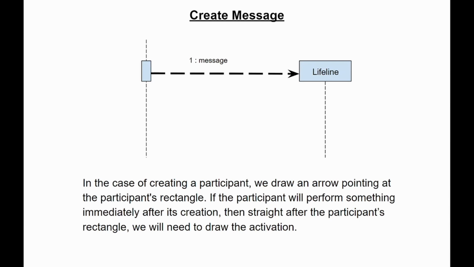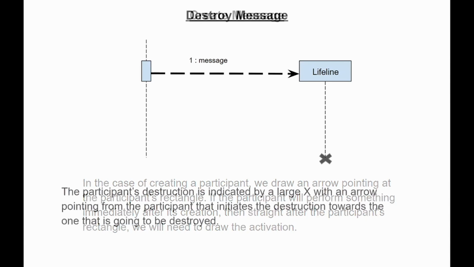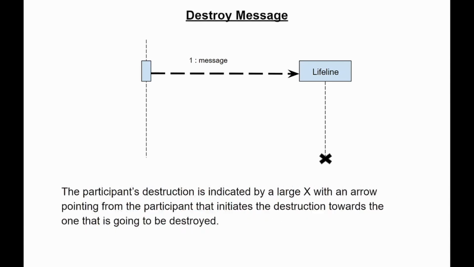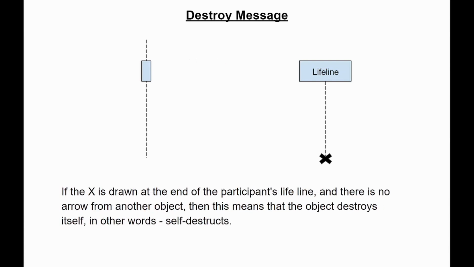If the participant will perform something immediately after its creation, then straight after the participant's rectangle, we will need to draw the activation. Destroy message. The destruction of a participant is indicated by a large X with an arrow pointing from the participant that initiates the destruction towards the one that is going to be destroyed. If the X is drawn at the end of the participant's lifeline and there is no arrow from another object, then this means that the object deletes itself.